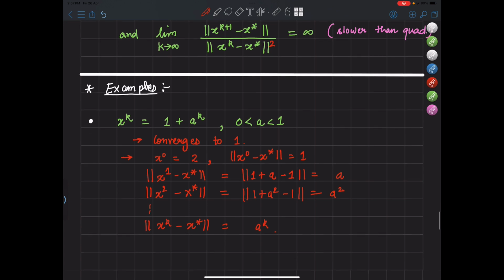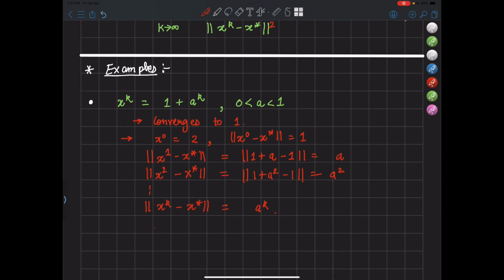Correct. So we can see that what will be xk plus 1 minus x star? It is a times a^k, right? Which means a times (xk minus x star). Correct. So by this analysis we can see that the order is 1 and the convergence rate is a. Okay, and this is a linear convergence.